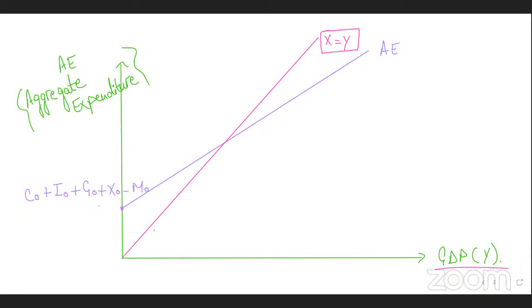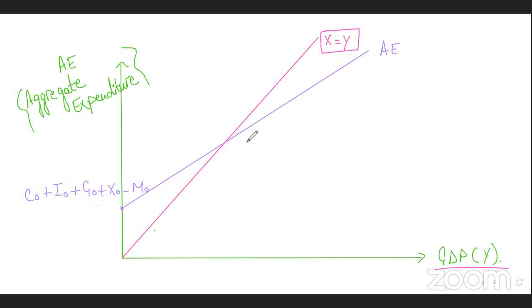Does this make sense? Okay, so this x equals y line shows us a combination of values for aggregate expenditure, a combination of values of the x and y variables, which are the same. So whatever is the value of aggregate expenditure, the same will be the value of GDP.